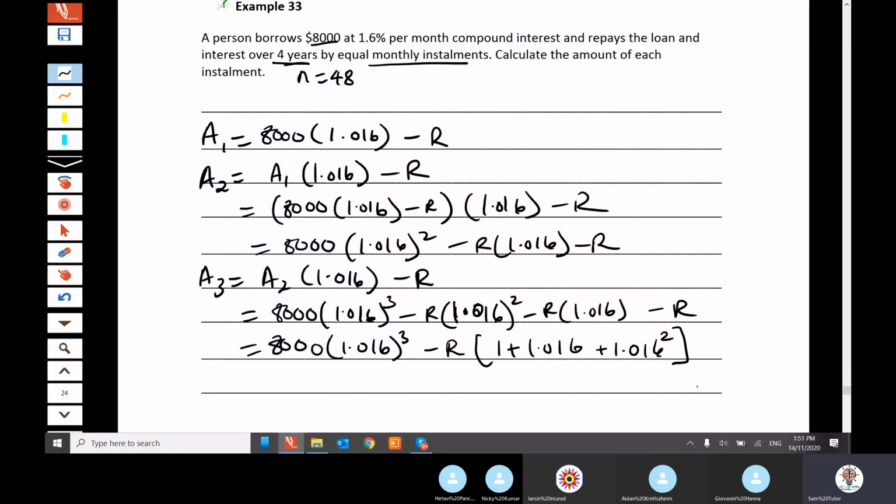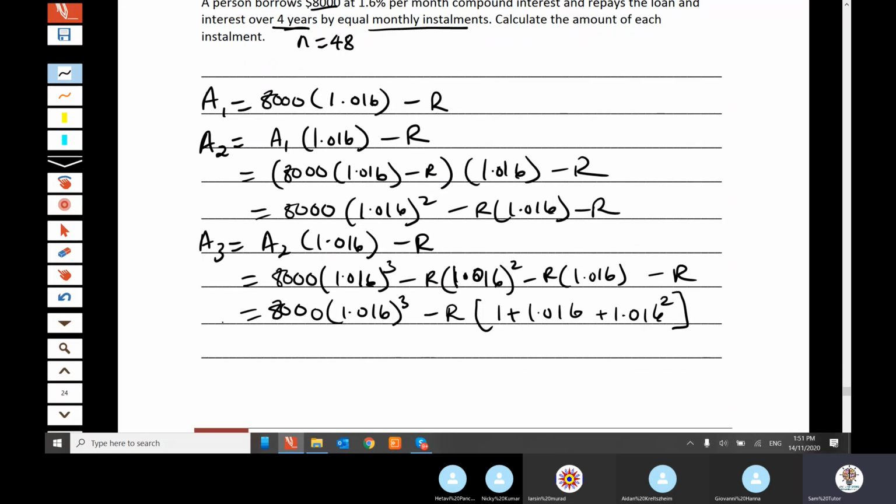Calculate the amount of each installment. So that just means find R, which we know is every question. Like you just got to find R. So that's fine.